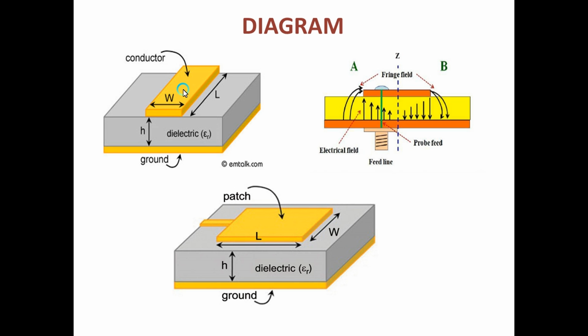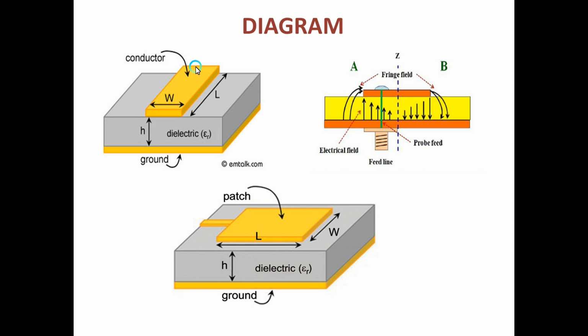This radiation is responsible for creating electromagnetic fields. If I want to increase the fringing fields, what I can do is increase the width and the length of the transmission line. On the top side of the transmission line, we have to increase the length and width, which is responsible for the antenna.